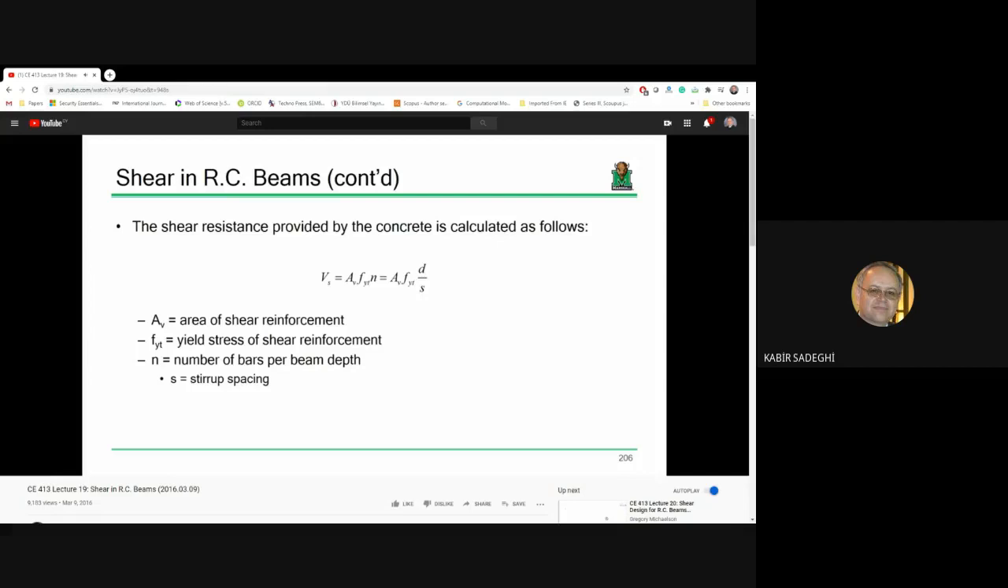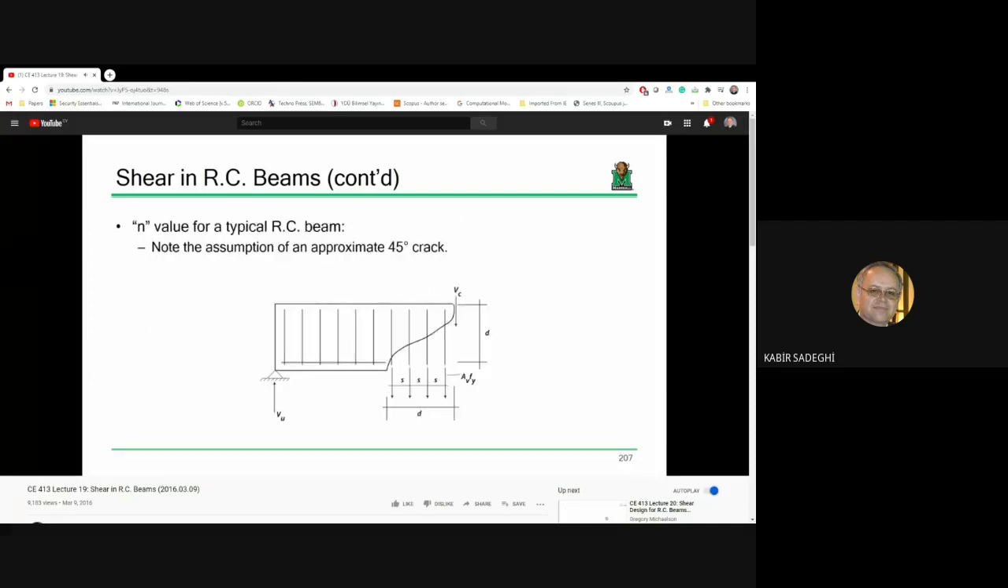Now, is everybody okay with that? All right. Now, the shear resistance for the steel is a little bit different, okay? The way that we calculate that is we say it's the area of the shear reinforcement times the yield stress times this number n, which n is the number of bars per beam depth. So another way you can calculate that is the depth divided by the spacing, and we'll talk about that for a little bit.